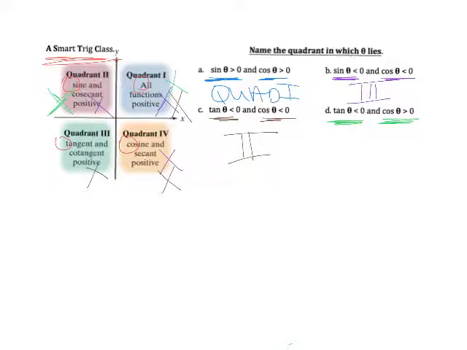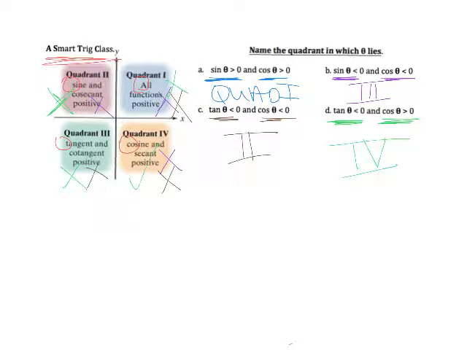Quadrant 3, our tangent would be positive, and that would be the only one, and that's not going to work, and we actually need it to be negative anyway. So quadrant 4, that is where our cosine is positive, and that is the only one. Cosine and secant are the only two that are positive there, so we are in quadrant 4.